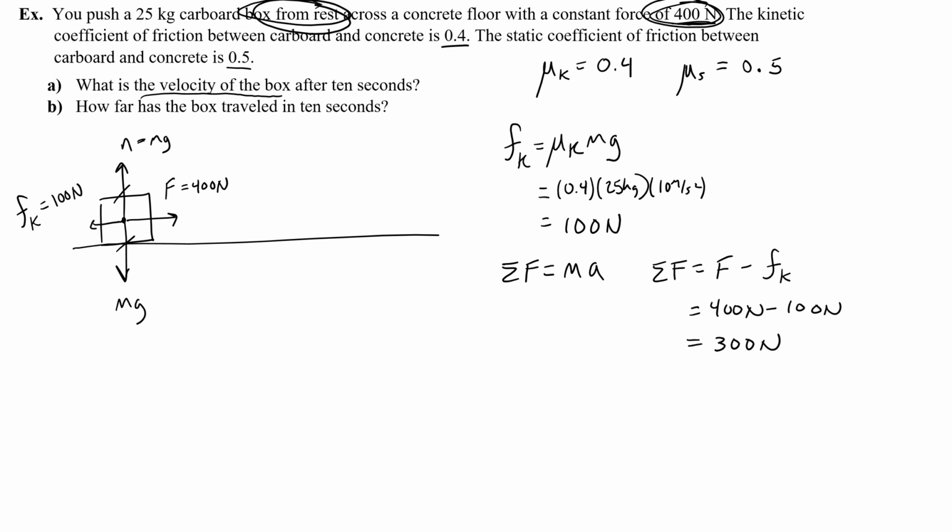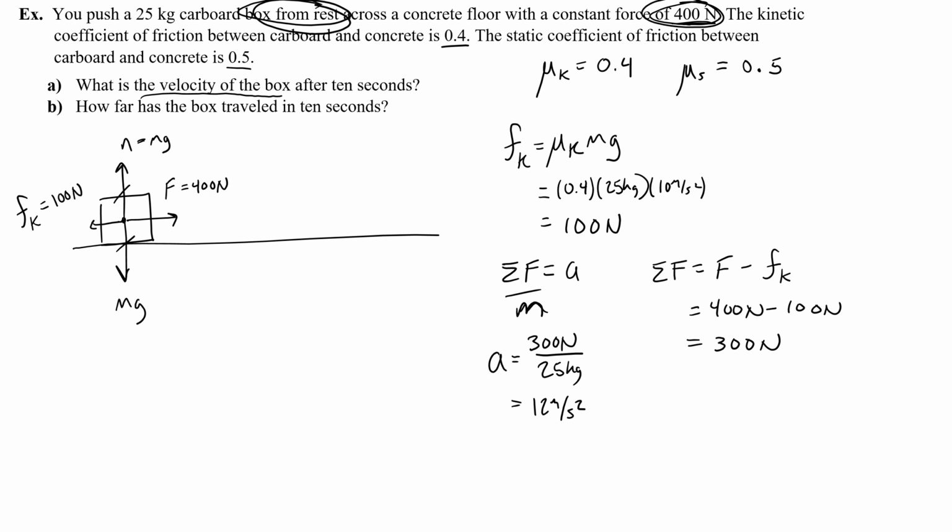Using that net force and the mass, I can get the acceleration. So to do that, I divide both sides by m. Remember, the acceleration is equal to the net force over the mass. So 300 newtons divided by 25 kilograms, which is 12 meters per second squared.